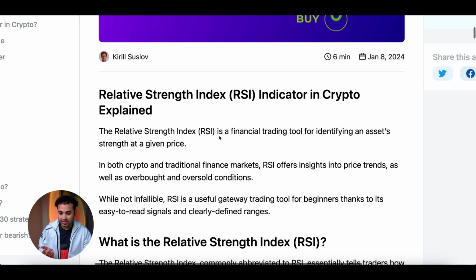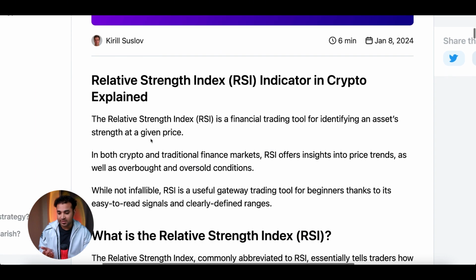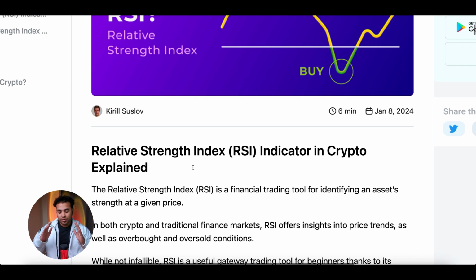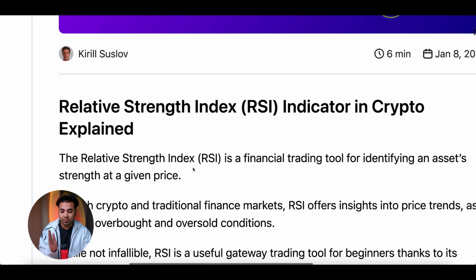The relative strength index is a financial trading tool for identifying an asset's strength at a given time. In both crypto and traditional finance markets, RSI offers insight into price trend as well as overbought and oversold level conditions. Now, that's it. You have the market that is moving, right? You all of a sudden have, for example, Pepe, Bitcoin, or any other altcoin that is moving up, and they're moving like 2x, 3x, pumping 70%. RSI will, at some point, identify an asset. Asset is the coin, right? Pepe, Bitcoin, whatever asset. It will identify the strength at a given price.